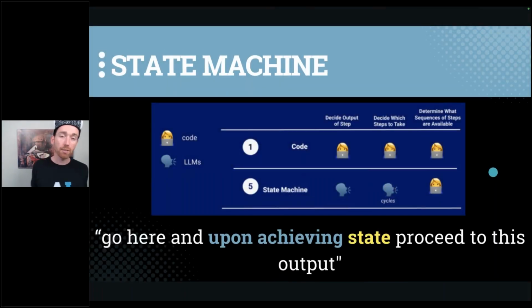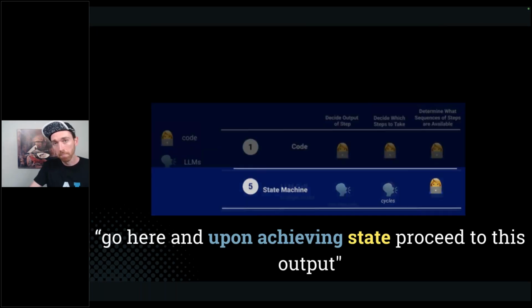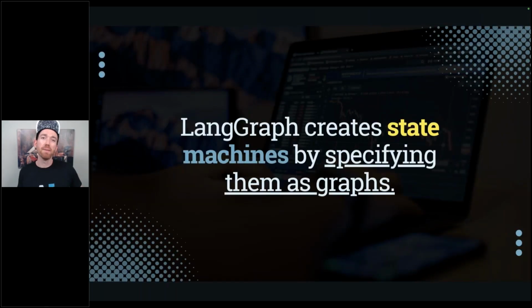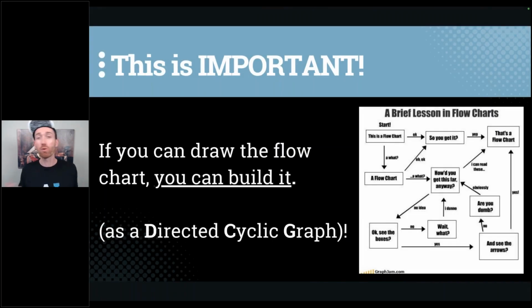This is where the idea of a state machine comes in. LangGraph allows us to easily create these state machines by specifying them as graphs. Now, this is actually pretty cool because if you can draw the graph on a whiteboard, you can build it straight up directly one for one in LangGraph. That's pretty epic, and that's not necessarily true with all these different methodologies for orchestration.